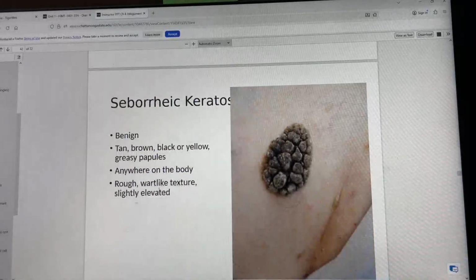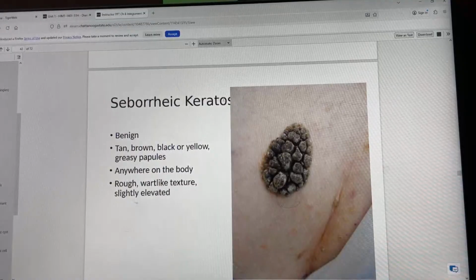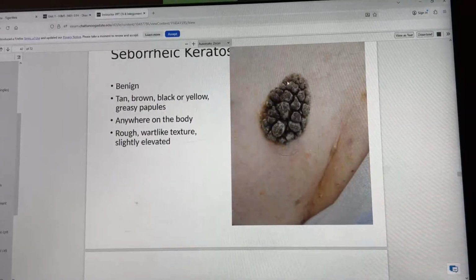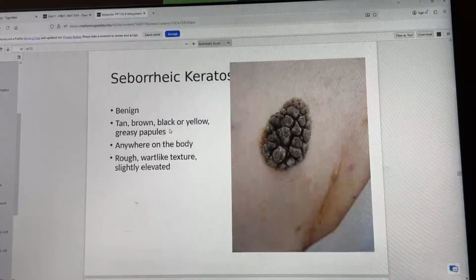The picture's covering the word, it shouldn't be there. Seborrheic keratosis. These are just weird-looking mole-like growths. They're very common in the elderly. They're benign, even though they look weird. They tend to be dark brown, tan, even black or yellow. They're a little greasy when you touch them. They can be anywhere on the body, but are often on the trunk and arms. They're rough and wart-like, raised, and more of a cosmetic issue than anything.